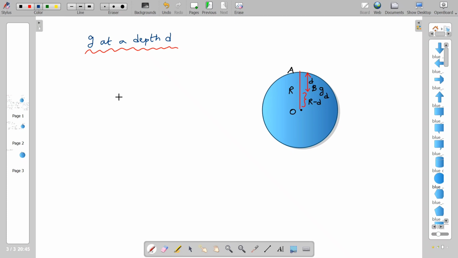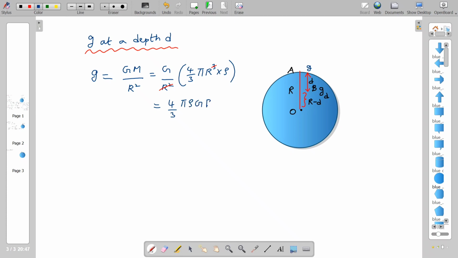Now we have to calculate g at depth d. So we have the formula for g on the surface of the earth, that is at point A, which is GM by R square. Mass I will write in terms of volume and density, that is 4 by 3 pi R cube into density rho. Here R square and R cube cancel, then what I will get is 4 by 3 pi rho G R. So this is another form of g, that is 4 by 3 pi rho G R. It is on the surface of the earth.